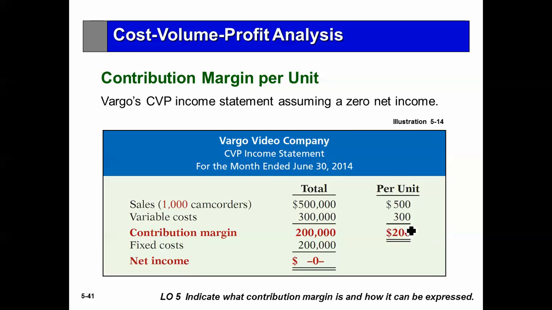I make a contribution margin of $200 per unit. How many units do I have to sell to cover my fixed costs of 200,000? Well, the answer is 1,000 units. And that gives me what I call break even. Break even is that level of activity where I do not earn a profit or incur a loss. That is 0 net income.